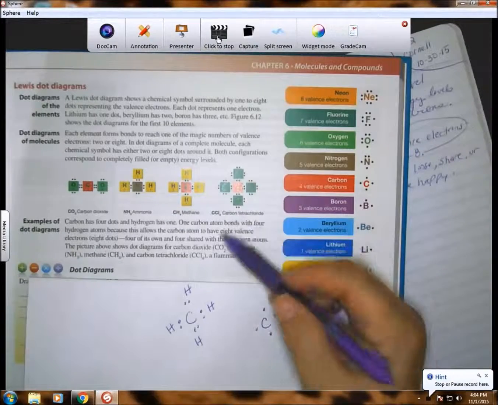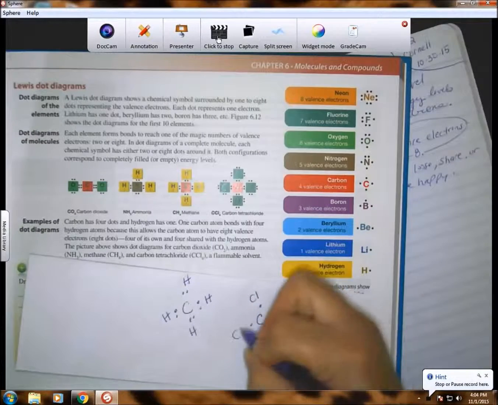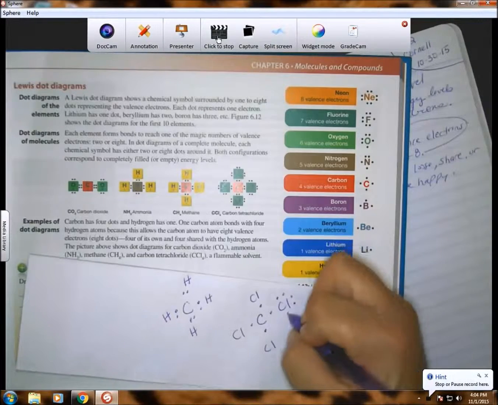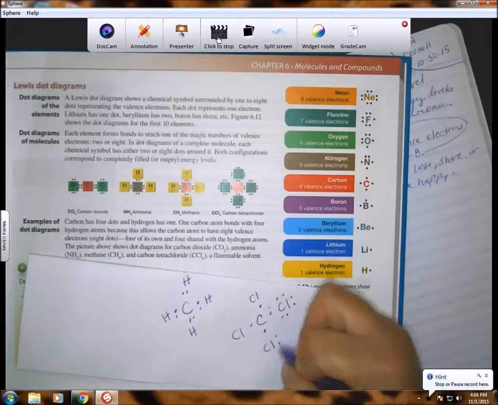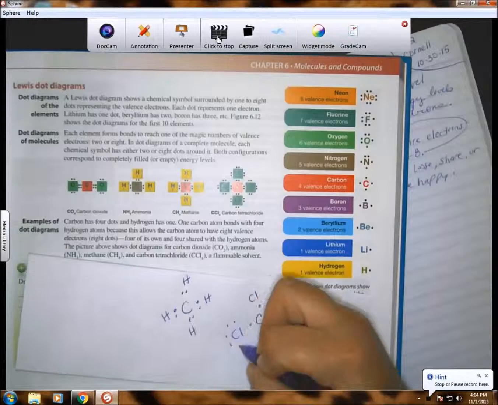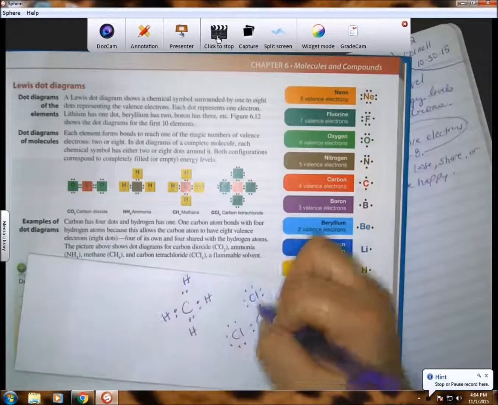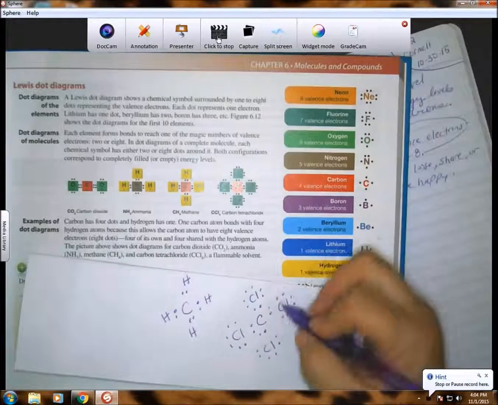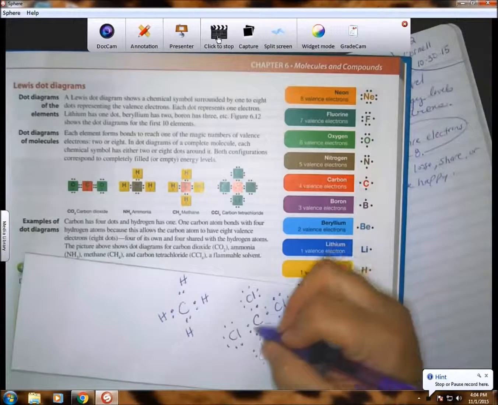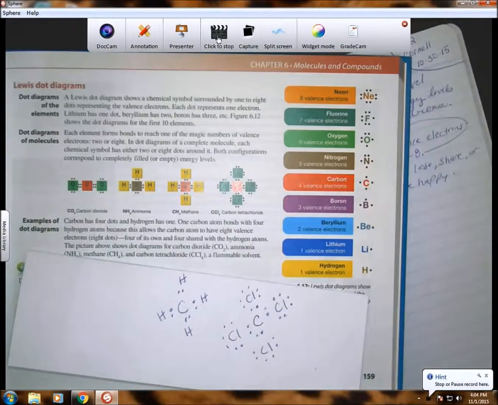Okay, and it says CCl4, so we know we have 4 chlorines. Let's just go ahead and put our chlorines down so it'll make it easier. And let's do our shells. Each chlorine has 1, 2, 3, 4, 5, 6, and 7. Now everybody's happy. Chlorine's got 8, and all of them look like that. And then carbon has 8. Everybody's got the magic number of 8, so everybody's going to be happy.